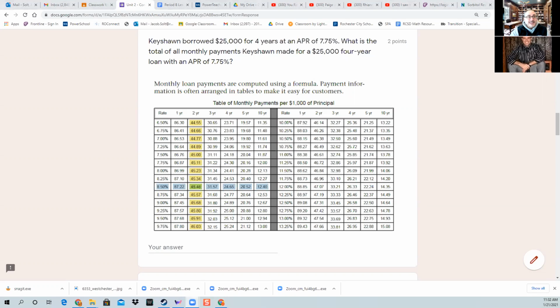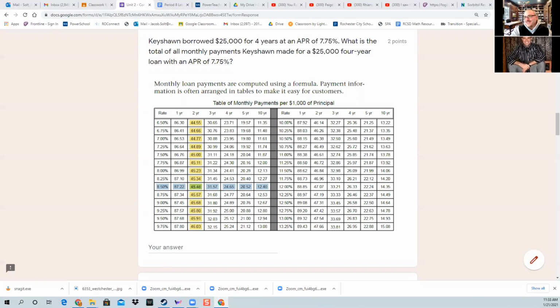Very good. Cayman, what you have right there, that $24.30, I'm glad you found that. That is the monthly payment on $1,000. But if we are going to do it for a $25,000 loan at these terms, it's going to be $24.30 times 25. I'm trying to put that in the chat right now. Like so, because Keyshawn's loan is going to be 25 times bigger than a $1,000 loan.